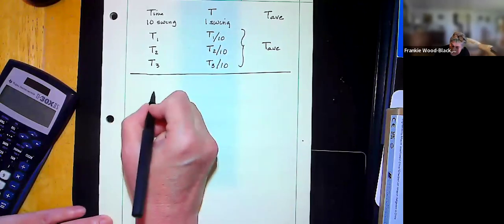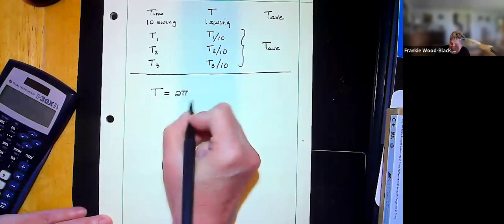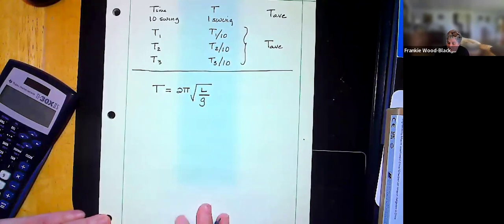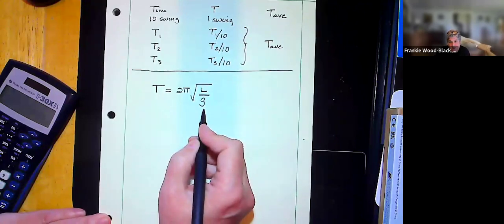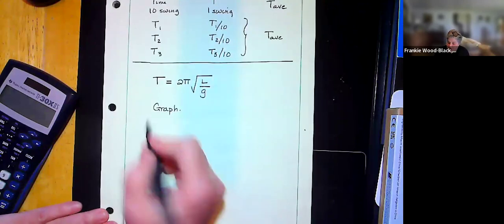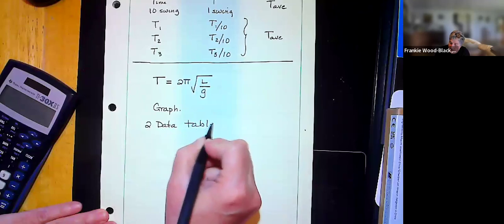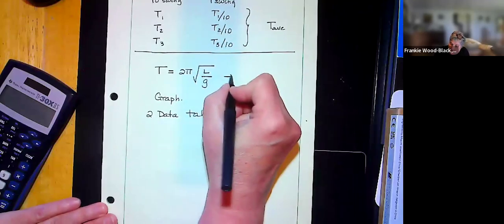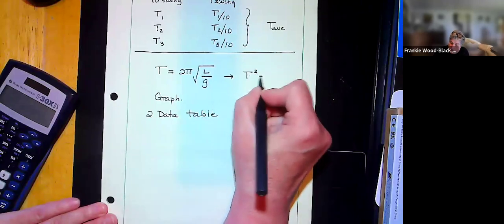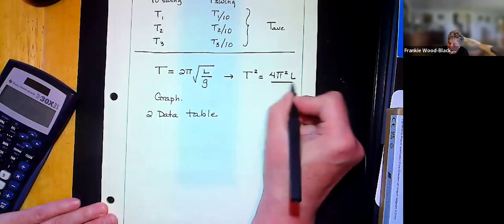Now, the period of a pendulum is equal to 2 pi times the square root of the length of the pendulum divided by gravity. In order to find gravity, we want to do a graph. So I'm expecting to see a graph. That's our second data table. We're going to go ahead and rearrange this equation. So I'm going to square both sides, and I'm going to get T squared is equal to 4 pi squared L divided by g.